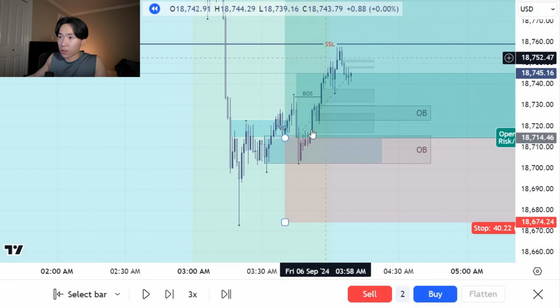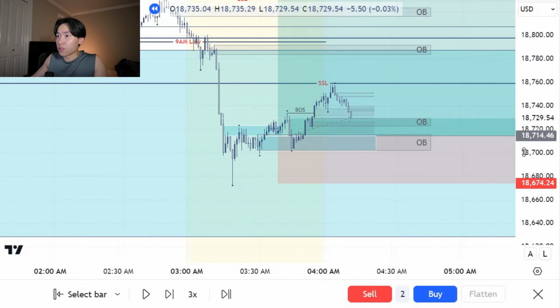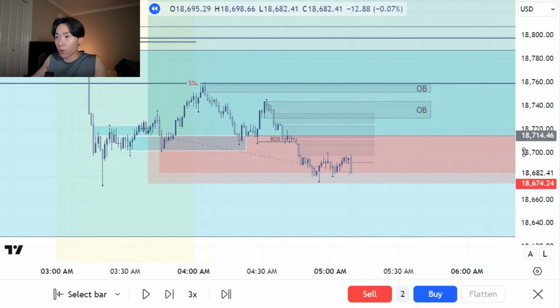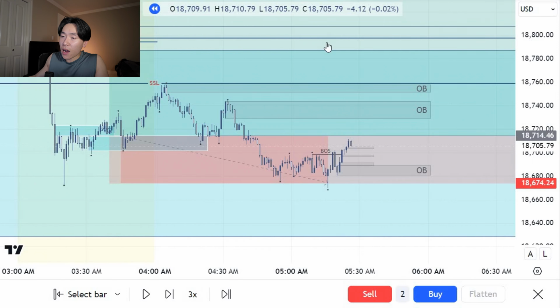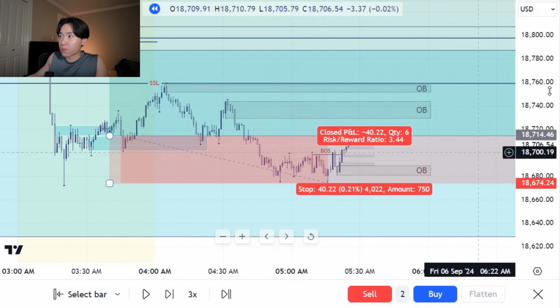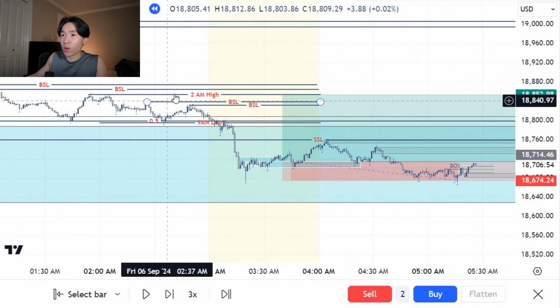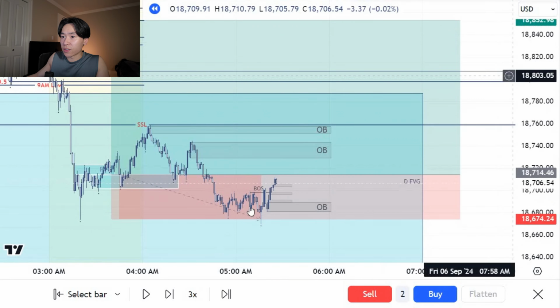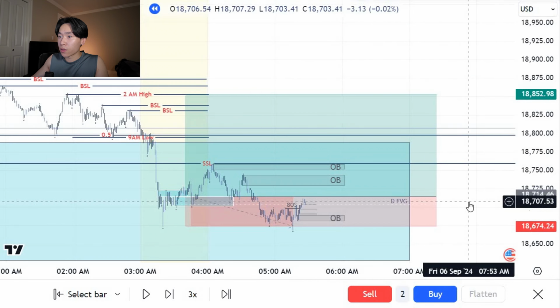So right off the bat, we take our entry. It's going great. Yeah, so at this point, we're up. I go to bed. Price continues to move lower. I get wicked out right down here. Sorry, my take profit is at the 2 a.m. high located right over here. And I got wicked out down here. Let me play price forward.